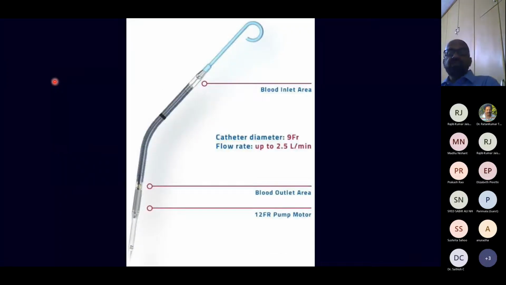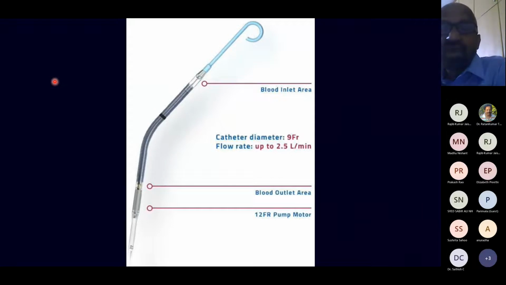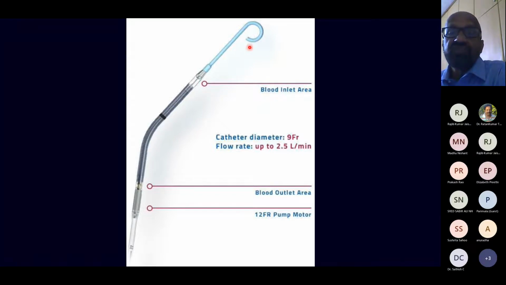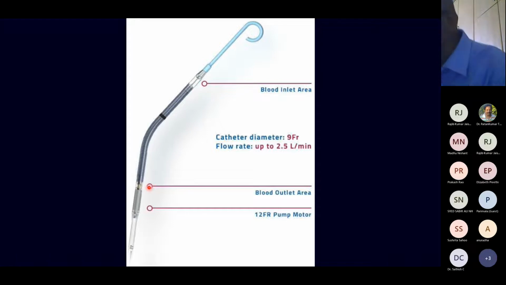Coming to the next device, this is the impeller device, which is inserted again retrogradely through the aorta across the aortic valve into the left ventricle. The blood is sucked out, and then let out into the ascending aorta, and this reduces the left ventricular distension and decreases the left ventricular end-diastolic pressure and the left atrial pressures respectively.